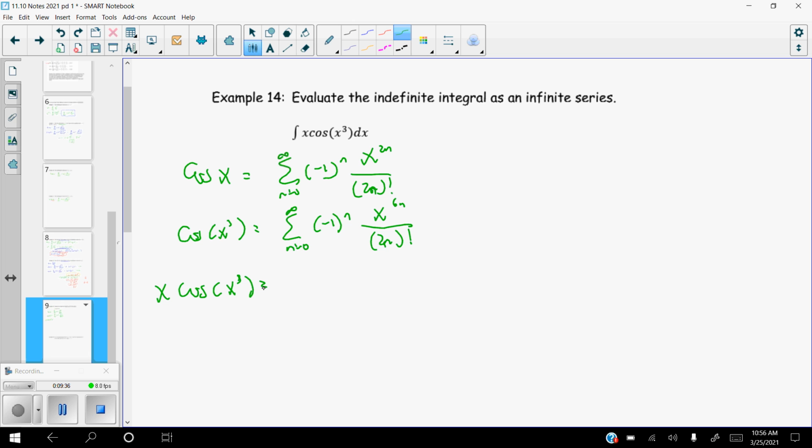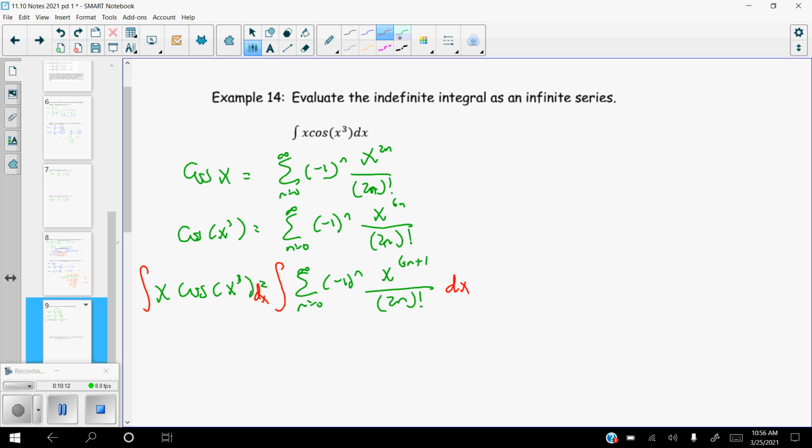And x itself is a polynomial, so we can distribute that into the sum. So multiplying the x to the 6n times x is going to give me x to the 6n plus 1 over 2n factorial. And then if we want to go ahead and find the integral, because that's what we're looking for, the integral of this means we take the integral of that. To be completely accurate, let's put a dx on the end.